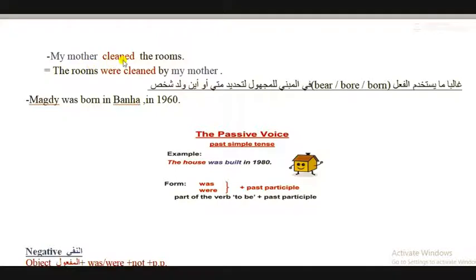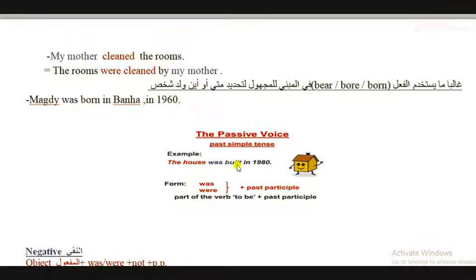My mother cleaned the rooms. My mother is the subject, cleaned is the main verb, the rooms is the object. We start with the object, the rooms, which is a plural object, so we use were: the rooms were cleaned by my mother.